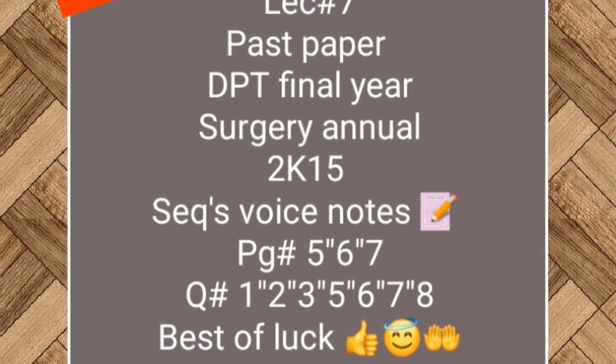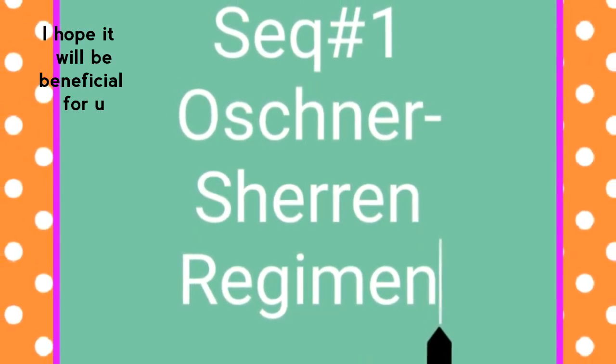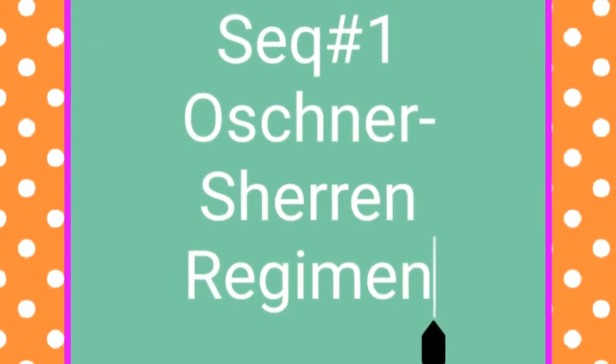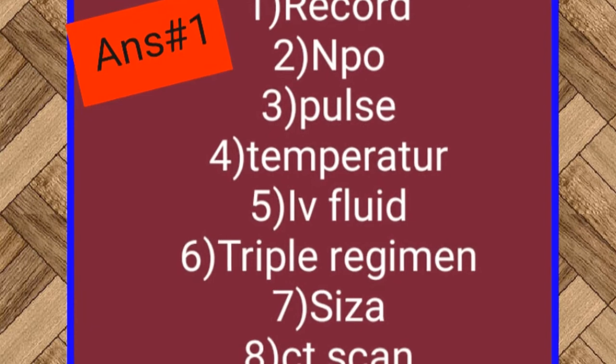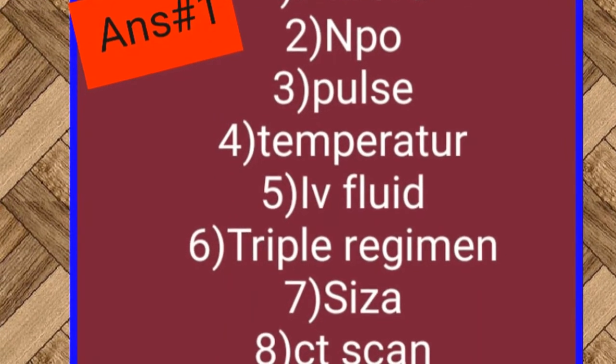Okay, let's start it. Question number 1. How will you treat a patient with an appendicular mass? Answer is Ochsner-Sherren regimen, which is: number 1, record the general condition of the patient. Number 2, NPO of the patient. NPO means nothing by mouth, fluid or food.